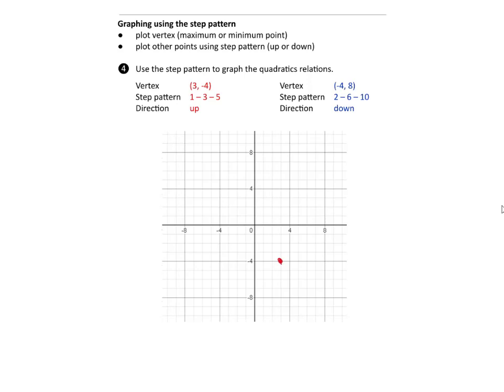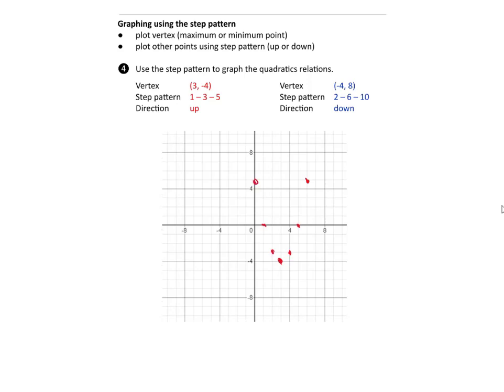Then we go over 1, up 1, because that's our first step in our step pattern, and it says we're opening up. And then over 1, up 3, because that's our second step, and then over 1, up 5. There's our point there. Same idea, the opposite direction. Over 1, up 1, over 1, up 3, over 1, up 5.